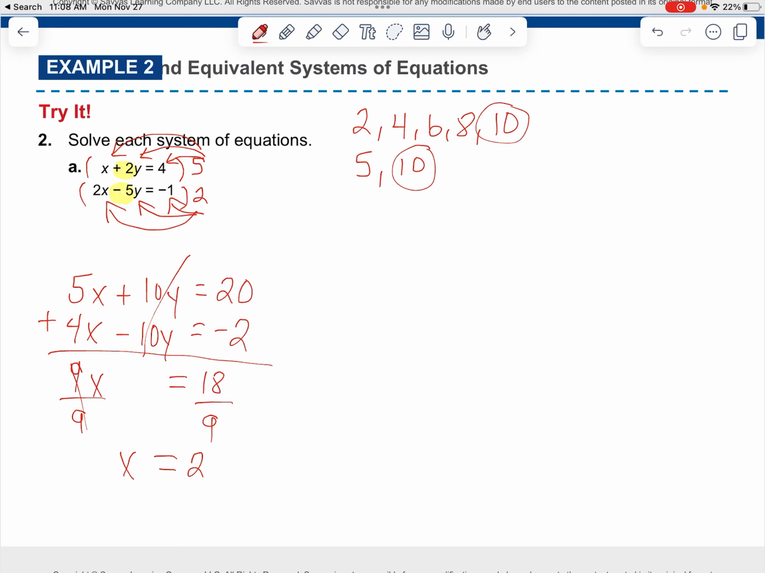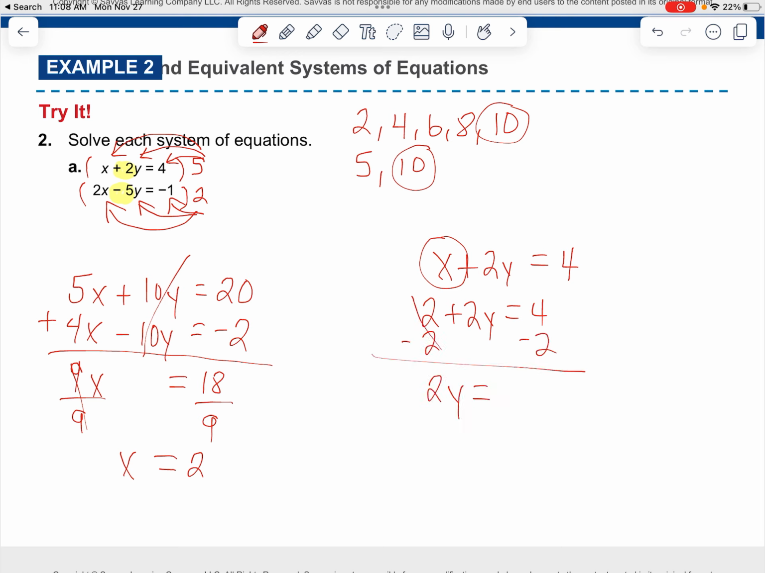Knowing x is positive 2, I plug that back into one of the original equations. I always use the first equation, replacing x with 2. We subtract 2, and then we divide by 2. And we end up with a y of positive 1. So our ordered pair solution is 2, 1.